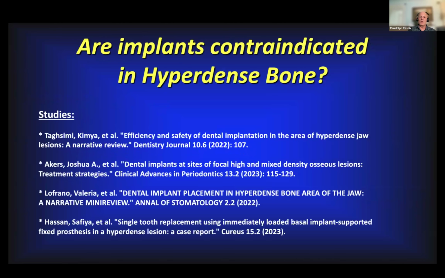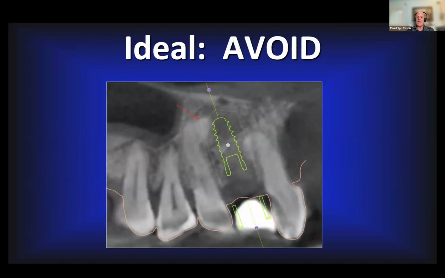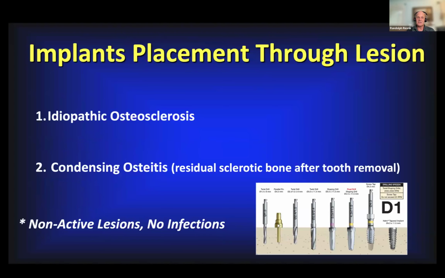So in summary, when we have a hyperdense bone, there really aren't any contraindications unless it is an active lesion, which I went through a couple of. If it is just sclerotic bone or condensing osteitis, then you can place the implants if you can't avoid it. However, our ideal treatment is to avoid these lesions. If we do place through the lesion, we're going to use our D1 surgical protocol so that you don't put too much force in performing the osteotomy, where you're going to get necrotic bone.